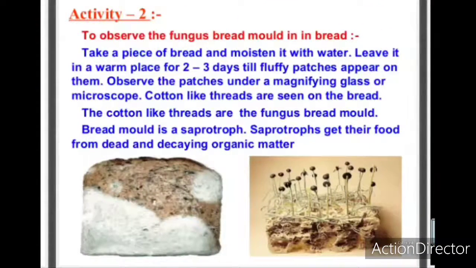Activity 2. To observe the fungus bread mould on bread. Take a piece of bread and moisten it with water. Leave it in a warm place for 2 to 3 days till fluffy patches appear on it. Observe these patches under a magnifying glass or a microscope. Cotton-like threads are seen on the bread. The cotton-like threads of the fungus are bread mould. Bread mould is a saprotroph. Saprotrophs get their food from dead and decaying organic matter.